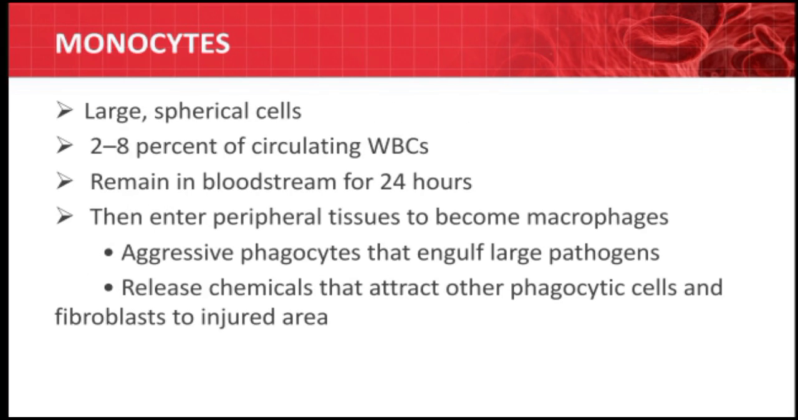Monocytes of white blood cells. They are large and spherical cells and make up 2 to 8% of circulating white blood cells, and remain in the bloodstream for 24 hours. Then they enter peripheral tissues to become macrophages, which are aggressive phagocytes that engulf large pathogens and release chemicals that attract other phagocytic cells and fibroblasts to the injured area.